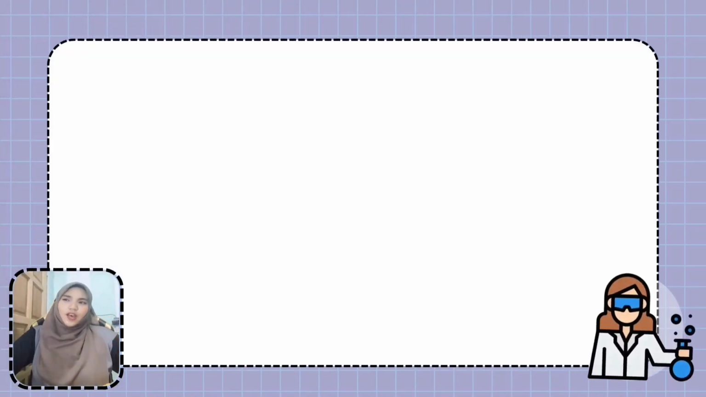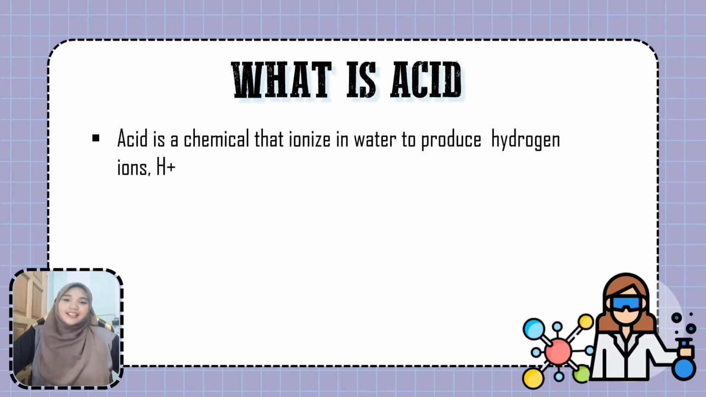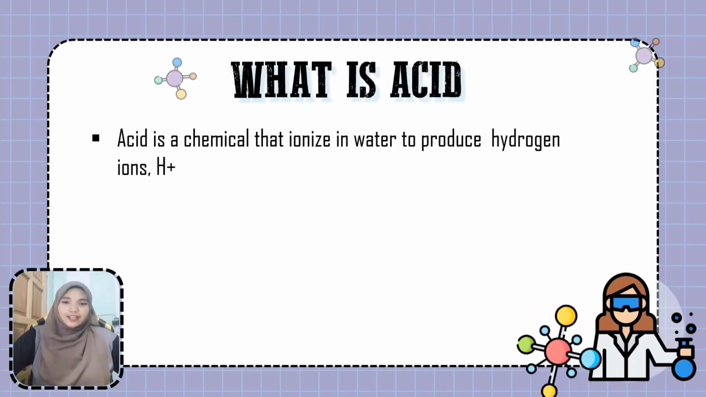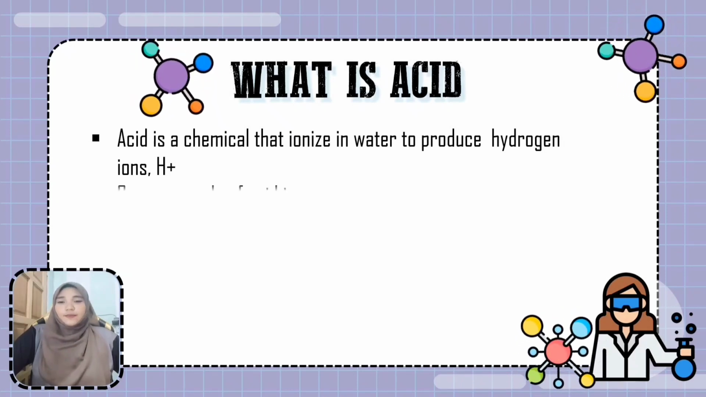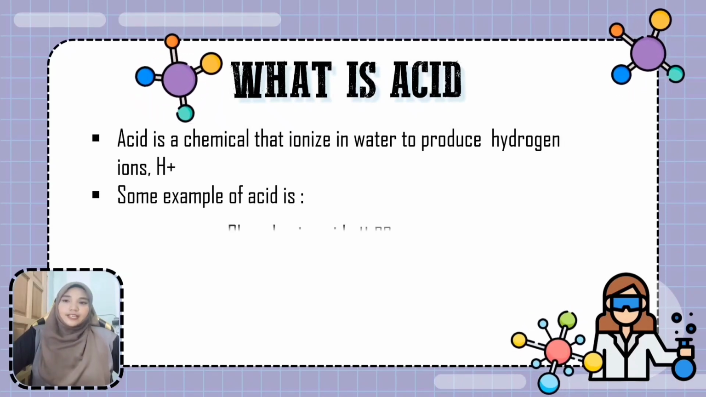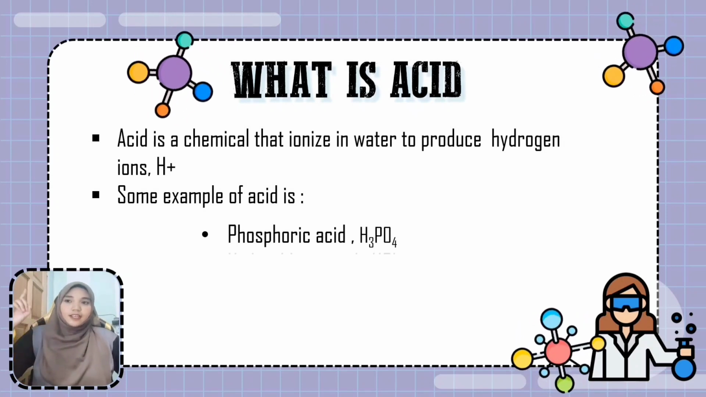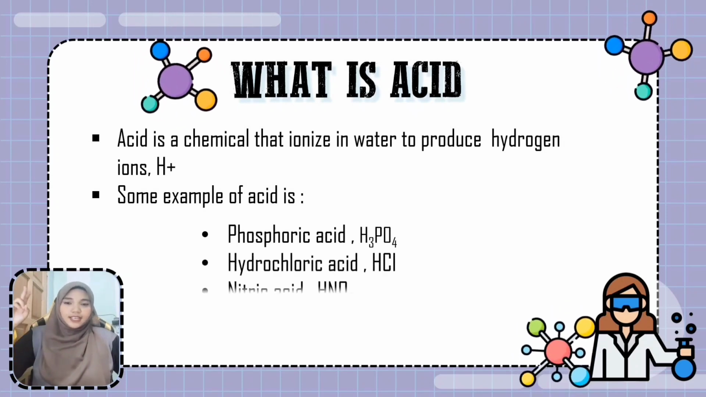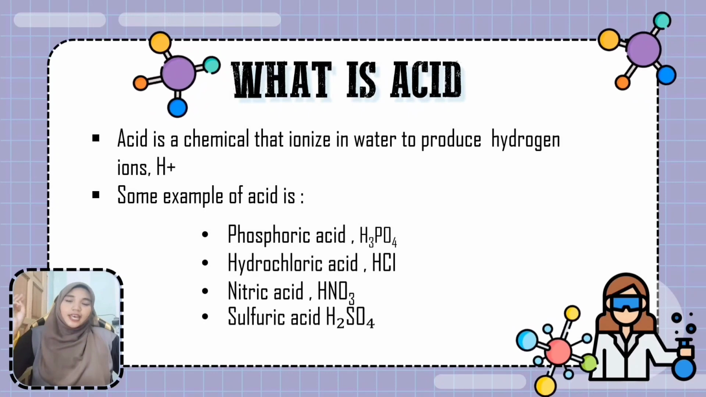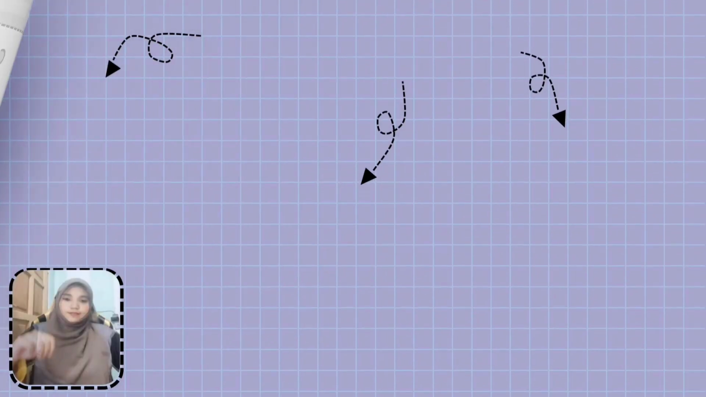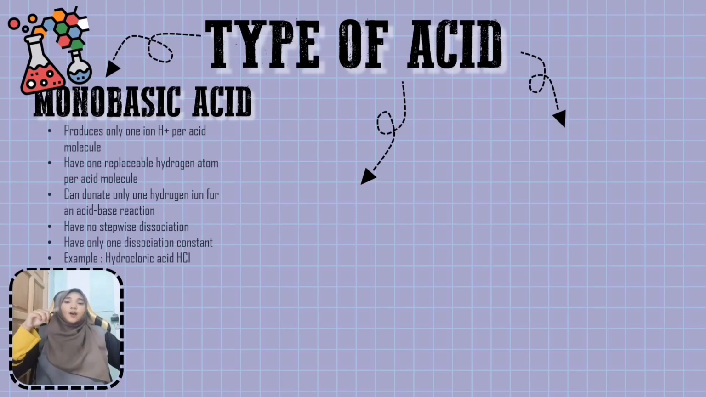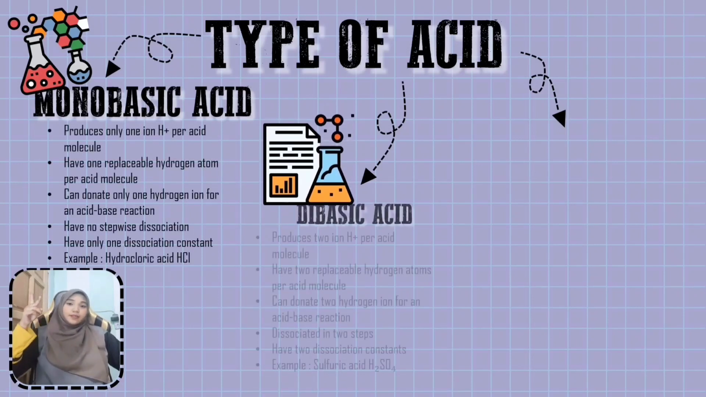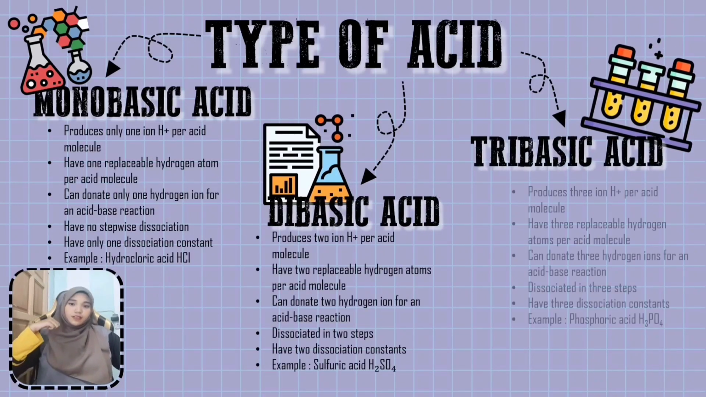Guys, what is acid? Acid is a chemical that ionizes in water to produce hydrogen ions. Some examples of acid are phosphoric acid, hydrochloric acid, nitric acid, and sulfuric acid. Acid is divided into 3 types, which are monobasic acid, dibasic acid, and tribasic acid.